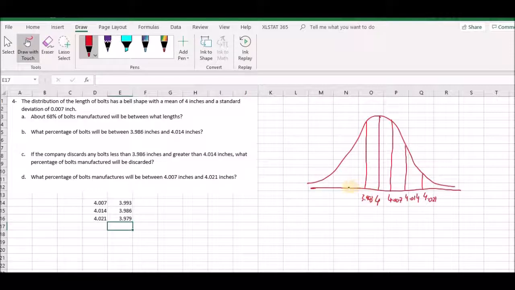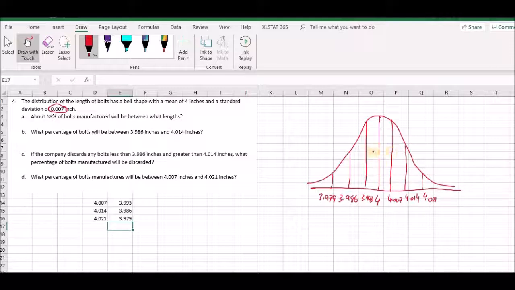And then if I subtract one standard deviation from the mean, I will get to the number 3.993. And then if I subtract one standard deviation, I'm talking about this number right here, that is the standard deviation I'm subtracting each time. So I will get to the number 3.986. And then the last one, I will subtract one more standard deviation to get to 3.979. So I have all of my numbers.